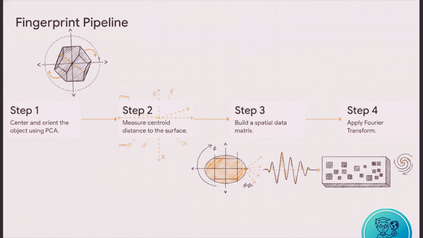Step 1, just like we talked about, is centering and orienting the object using PCA. Step 2 is where we measure the centroid distance. That literally means calculating the distance from the very dead center of the object, shooting straight out to various points on its surface across all different angles. Step 3 involves taking all those thousands of distance measurements and organizing them into a highly structured spatial data matrix, what's known as a theta-phi matrix. And finally, Step 4. The Fourier transform is applied to that matrix, and the magnitudes of the resulting coefficients are calculated to form the final digital fingerprint.